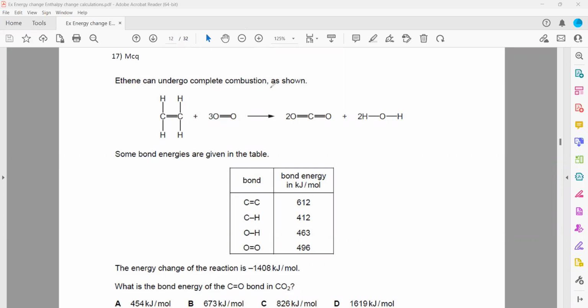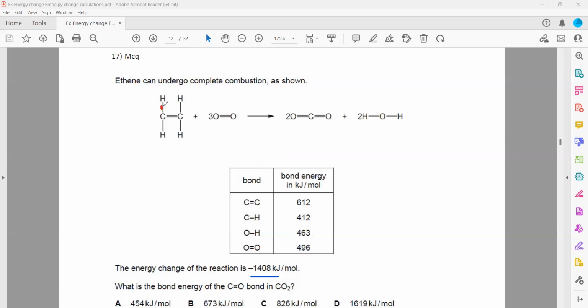Ethene undergoes a complete combustion. Some bond energies are given, and the energy change for this reaction is minus 1408. We need the bond energy for CO. So the reactant side is the bond breaking side, and the product side is the bond forming side.